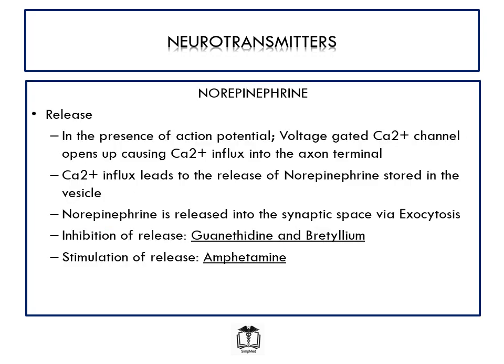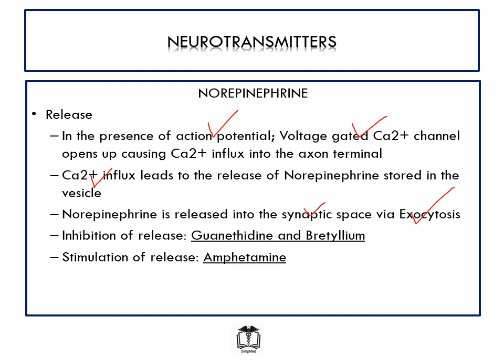The third step in the biosynthesis of norepinephrine is the release step. The release step is very similar to what we have for the release of acetylcholine. For release of norepinephrine to occur, we need an action potential to run down the axon terminal and activate voltage-gated calcium channels. Once those voltage-gated calcium channels are activated, we have calcium influx into the axon. This calcium influx will lead to the vesicles where the norepinephrine is stored migrating towards the axon membrane. Once the vesicles get to the axon membrane, they release the norepinephrine through the process of exocytosis, and then norepinephrine enters the synaptic space.